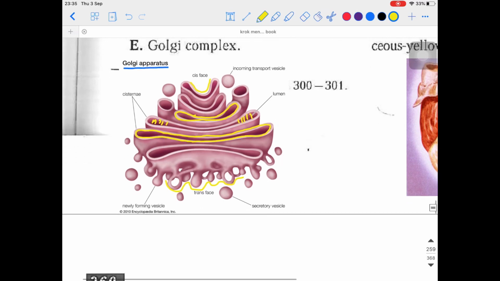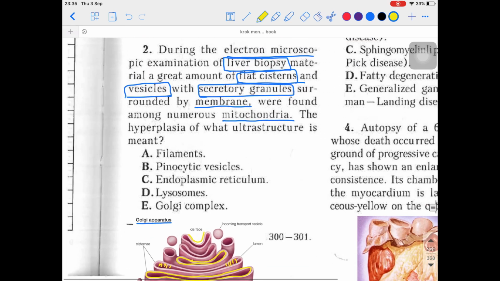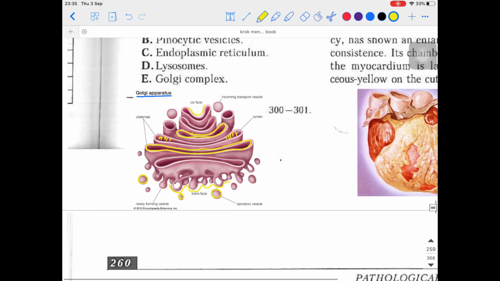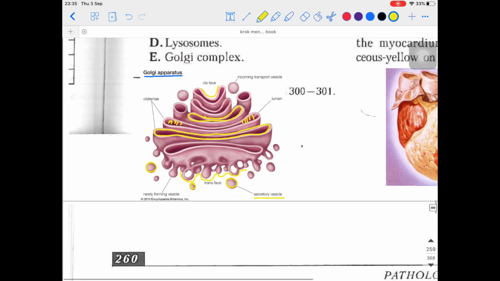And at last you can see that they are the secretory vesicles. These are the secretory vesicles, nothing but the secretory vesicles. So in our question, what were they talking about? They were talking about the flat cisterns. They were talking about the vesicles with the secretory granules. Yes, these are the vesicles which are secretory. So which structure are they talking about? They are talking about the Golgi complex.